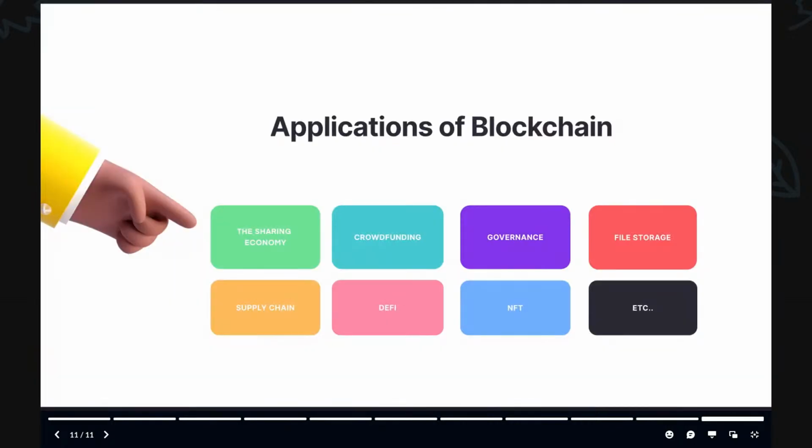Now, talking about the applications of blockchain. I think we are running out of time, so I will simply go one by one very quickly. The first one is the sharing economy. So what is the sharing economy?